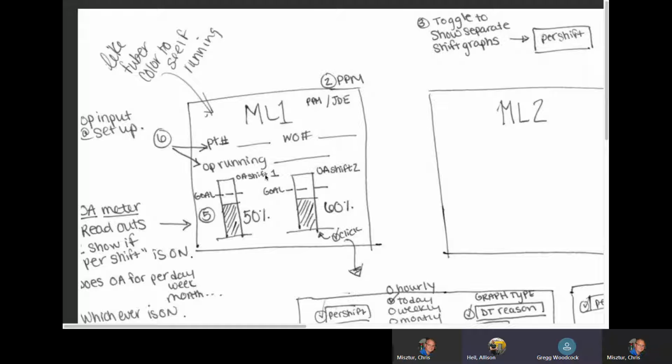Yeah. So when the operators start their job, they type in a part number at their machine, and we're saying that you would essentially just query for that part number, and then plop it in there.